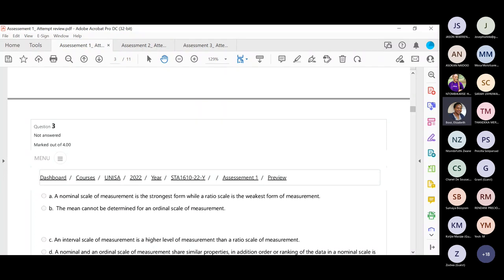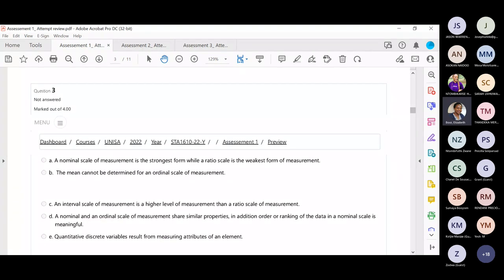Question three. Also for question three, I can't see what the question was all about. Help us with the heading. Which one of the following statements is correct with regards to variables and their scale of measurement? Okay, correct in terms of variables and scales of measurement.